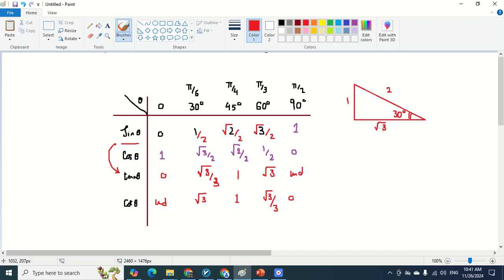Right now you can calculate the sine of theta as 1 over 2. You can determine the cosine of theta as the adjacent over the hypotenuse, which is roots of 3 over 2, and so on. You can use this special right triangle to calculate all the values as well.